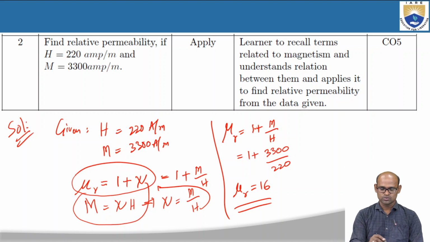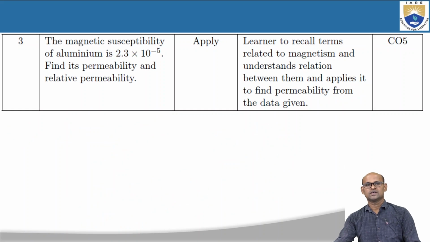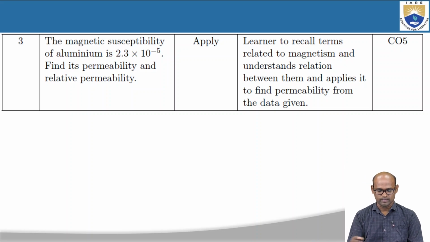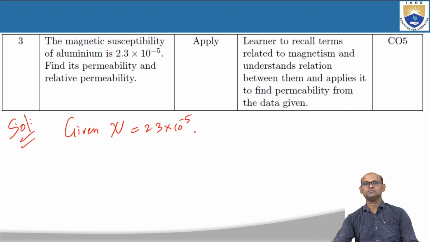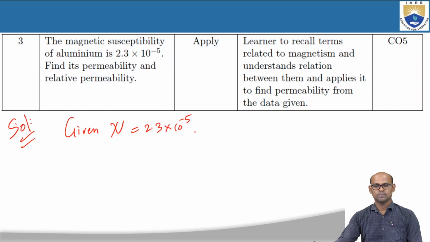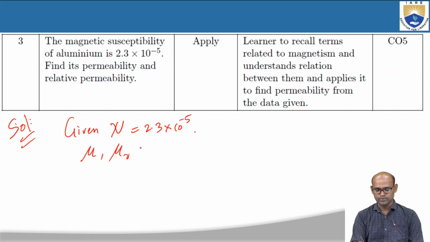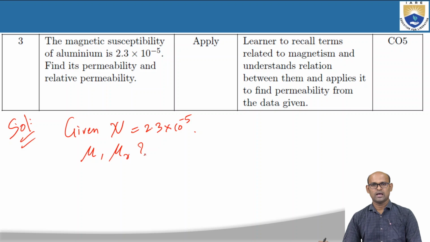Okay. So let us go to the next problem. The magnetic susceptibility of aluminum is 2.3 into 10 power minus 5. Find its permeability and relative permeability. So they have given us susceptibility chi, which is 2.3 into 10 power minus 5. We need to find out permeability mu and relative permeability mu r. So these two we need to calculate.